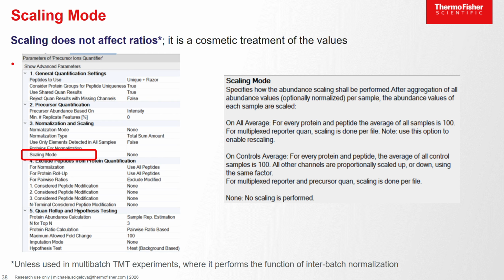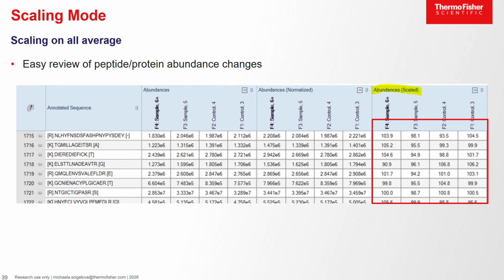A few words about scaling. Scaling has a very specific meaning for TMT type experiments, multi-batch TMT experiments. So we keep that aside. But in the precursor-based quantitation, the scaling is used to make your quantitation values easier to look at. And you see it very nicely graphically on the snapshots here. While the abundances and normalized abundances are numbers with an exponent in them, very difficult to perceive whether they are going up or down.